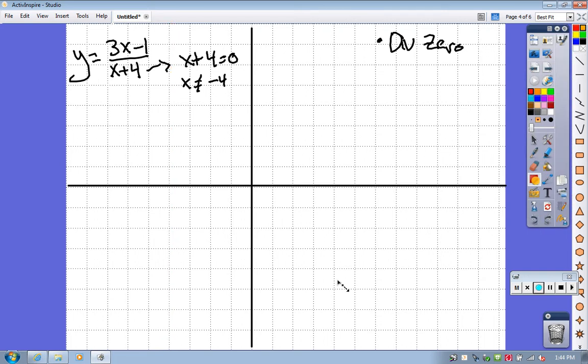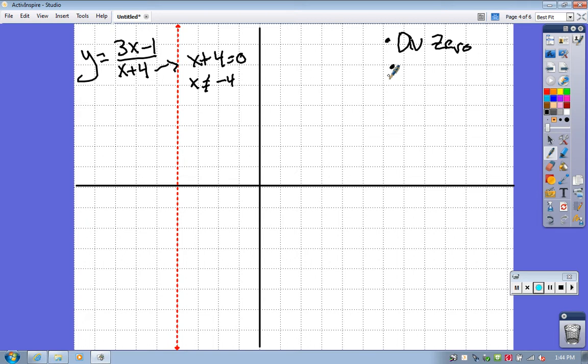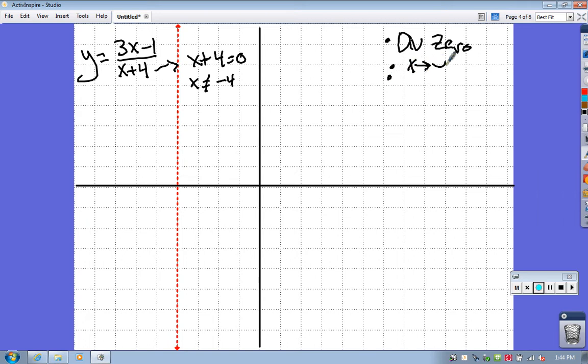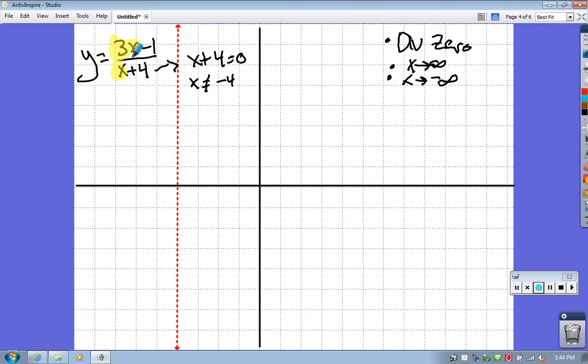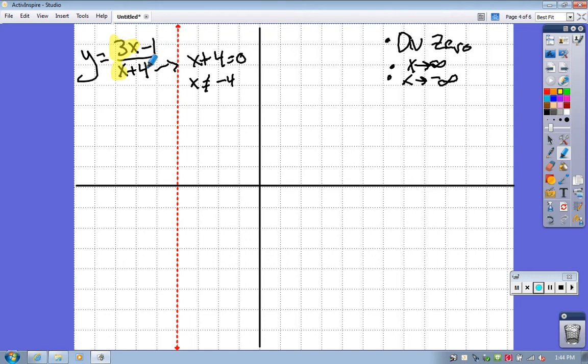I didn't like where that ended up, so I'm going to redraw it. There we go. And then my next questions are, what happens as x gets really big positively? What happens as x gets really big negatively? And remember, one way to think about that is to think about those leading terms, 3x over x. As x gets really large, positively or negatively, the -1 and the +4 don't matter. They get dwarfed by these terms.